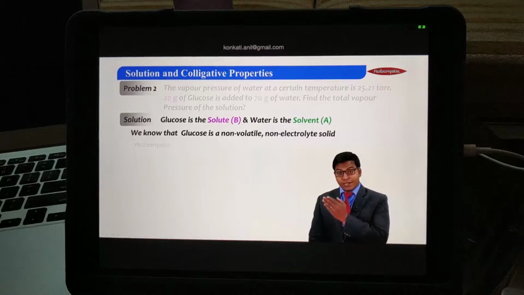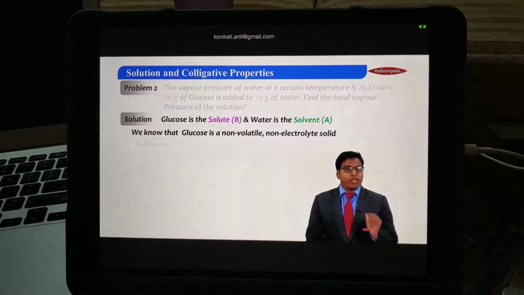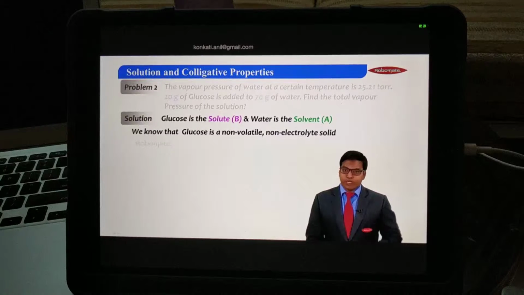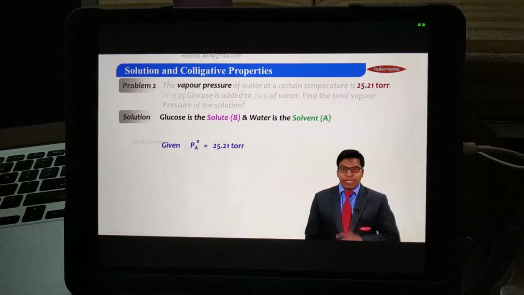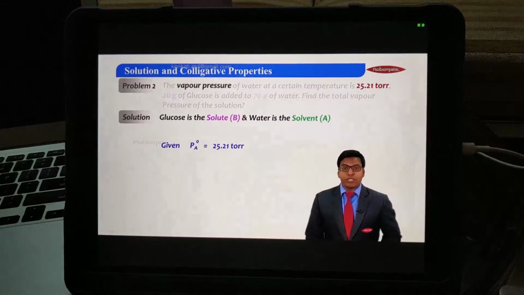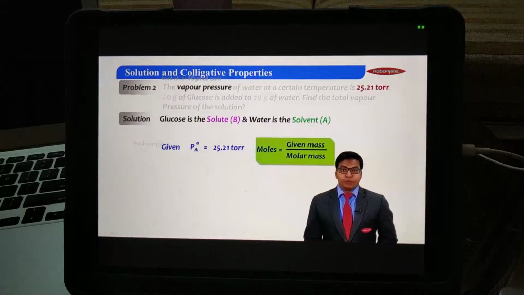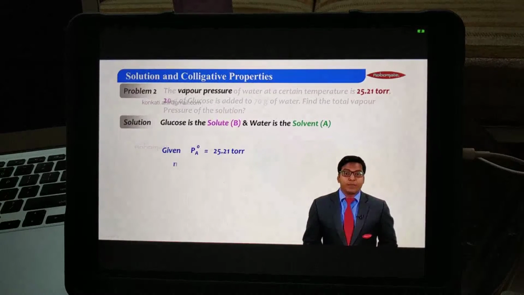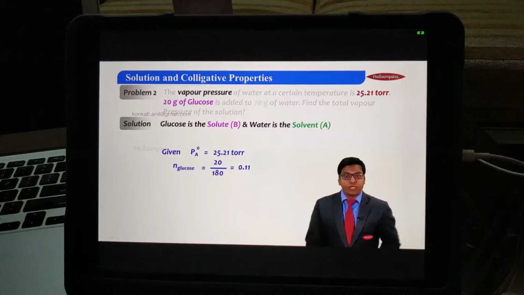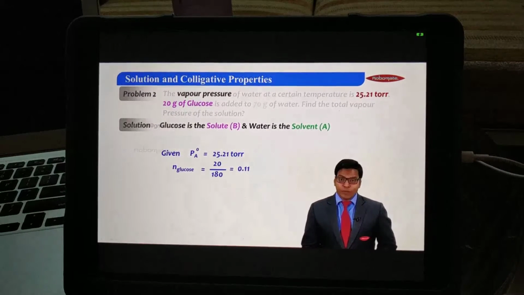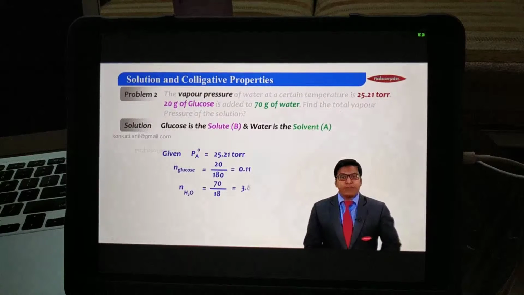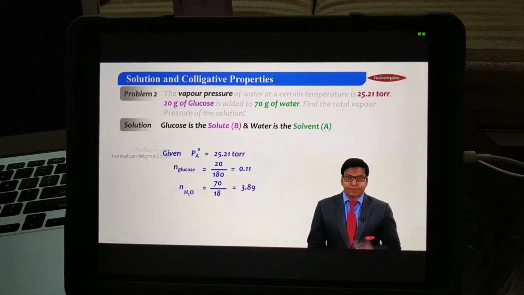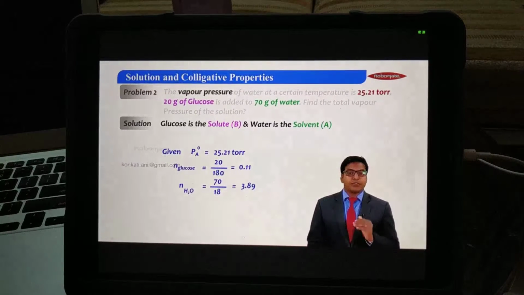As I said earlier, glucose is a non-volatile, non-electrolyte solid. Even though it is not given, you need to consider it as a non-volatile and non-electrolyte solid. Now P0A is given, the solvent's pure vapor pressure, 25.21 torr, and moles can be written as given mass by molar mass. The molar mass of glucose is 180 grams per mole, so the number of moles of glucose comes out to be 20 by 180, which is 0.11. Similarly, the number of moles of water is 70 grams upon 18, which is 3.89. So we have the moles of glucose as well as of water.